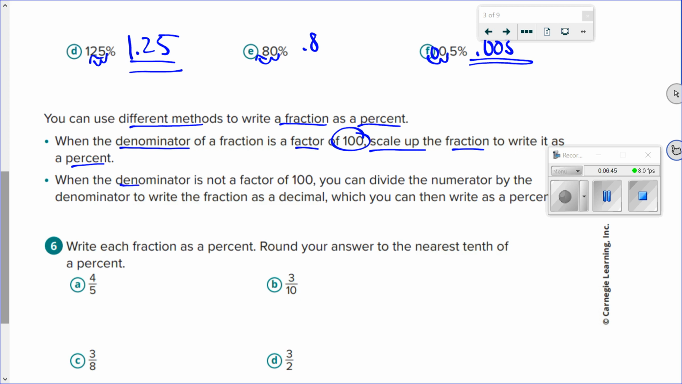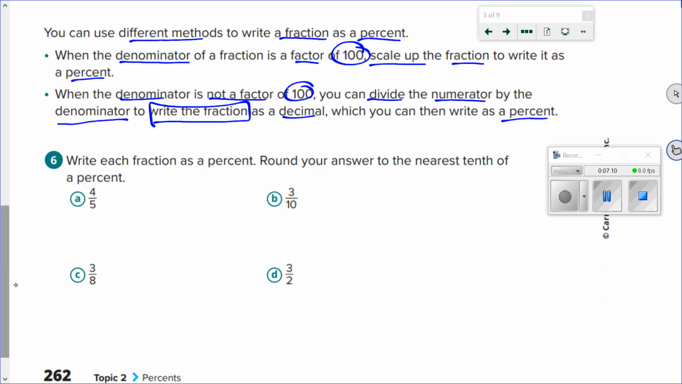Okay? When the denominator is not a factor of 100, you just divide the numerator by the denominator to write the fraction as a decimal, which you can then write as a percent. So in other words, we're changing it to a decimal and then changing it to a percent, because is it difficult to do decimal to percent? No. Okay?